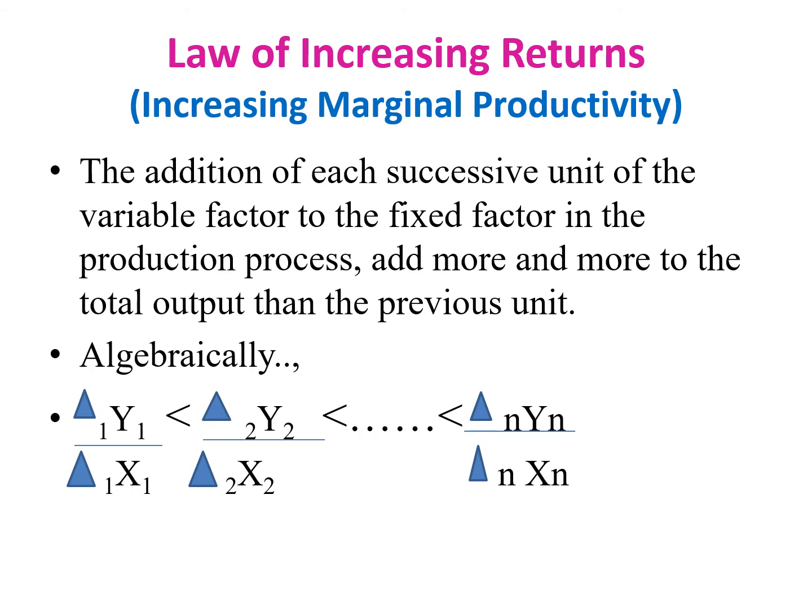That means the statement says that in the production process, if you are going to add more and more unit of inputs in the production process, that added input gives you more output than the previous unit. Algebraically, it can be expressed as delta 1 y1 upon delta 1 x1 is less than delta 2 y2 upon delta 2 x2. It's continuous up to the delta n yn upon delta n xn.